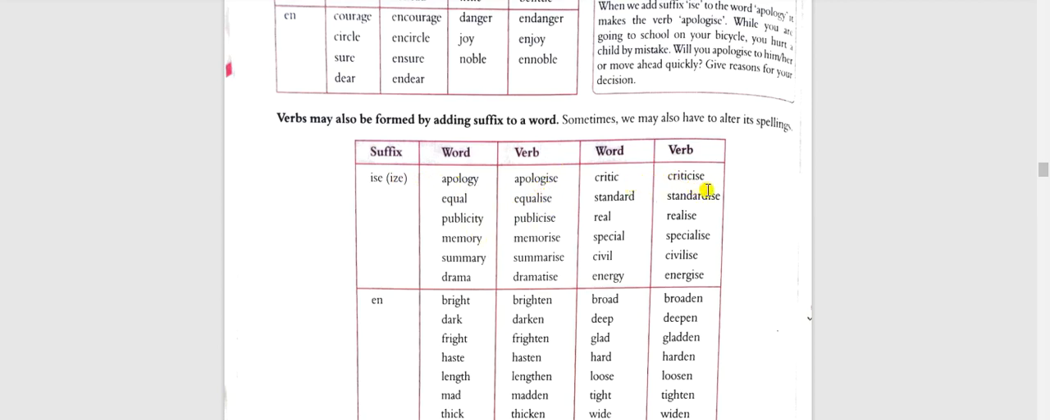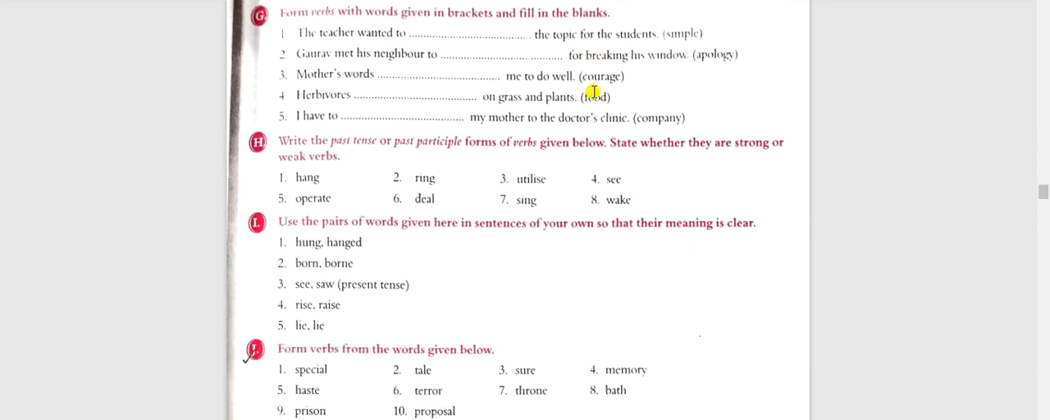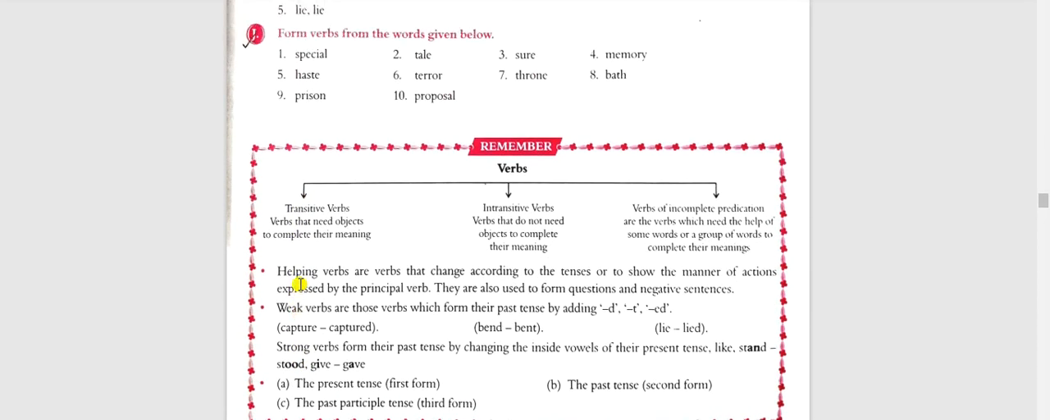Critic, ise is added, criticize. Equal, equalize. Standard, standardize. Publicity, publicize. Real, realize. Memory, memorize. Special, specialize. Summary, summarize. Civil, civilize. Drama, dramatize. Energy, energize. Hope I have read the first horizontal row. Now you people can read the others like this and can take the exercise G, H, I, J, right? That's how the chapter ends.